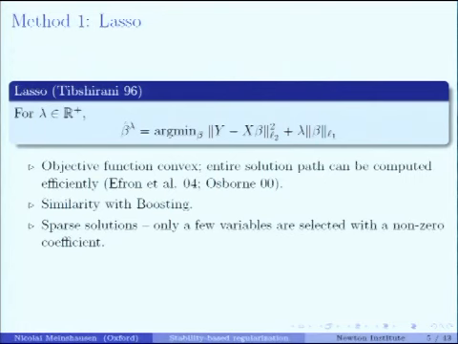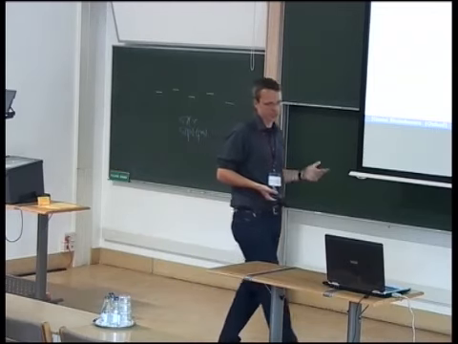The two methods I'm going to focus on are, first, the lasso, which I'm sure most of you know already, introduced by you in '96. The nice thing about it is, of course, that it's quite efficient to compute the whole solution path for all values of lambda at the same time. It's got similarities to boosting, and of course you've got the variable selection effect.